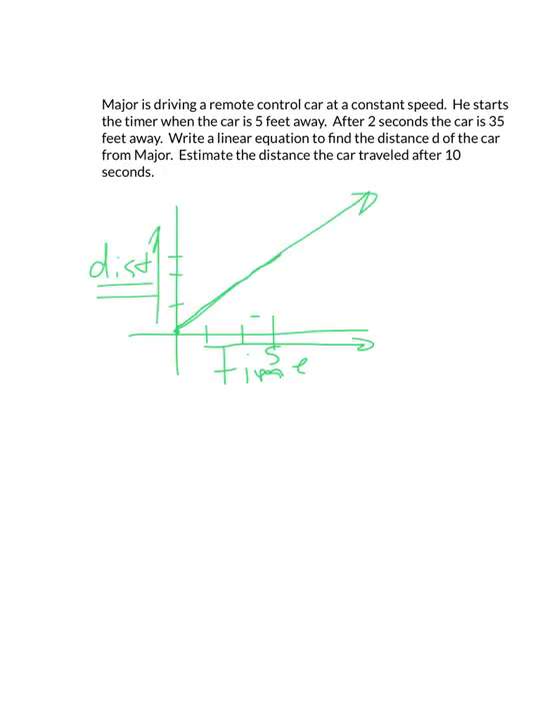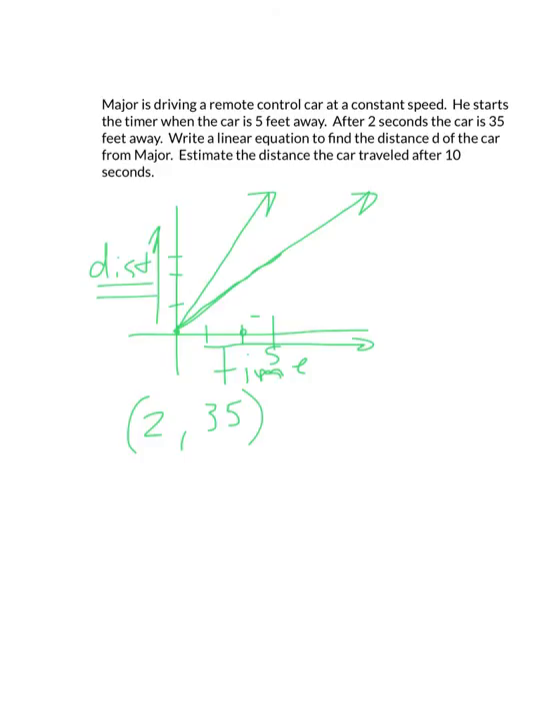So if we just say, well, let's look at this data. Major is driving a remote control car at a constant speed. He starts the timer when the car is 5 feet away. After 2 seconds, so time, so x, so after 2 seconds, he's 35 feet away. Okay, well, let's think about this for a second. So we have that ordered pair, because at the end of two, he's 35. So it actually would be more like this, but that's okay.